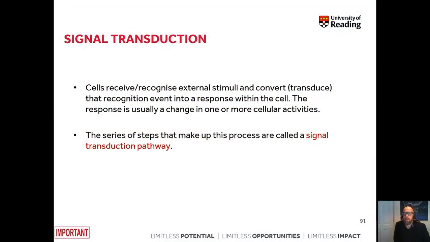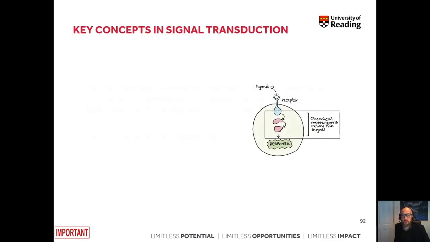As we have heard before, cells receive and recognize external stimuli and convert them into a response within the cell. And this is the process of signal transduction. The response is usually a change in one or more cellular activities. So if a cell receives a signal, this could lead to any biological function, for example, migration, cell division, or even cell death. And the series of steps that make up signal transduction are called a signal transduction pathway.